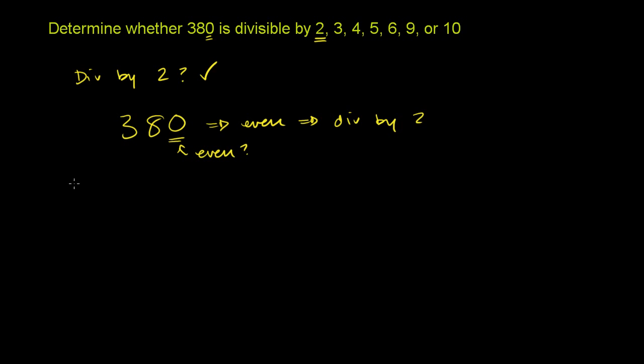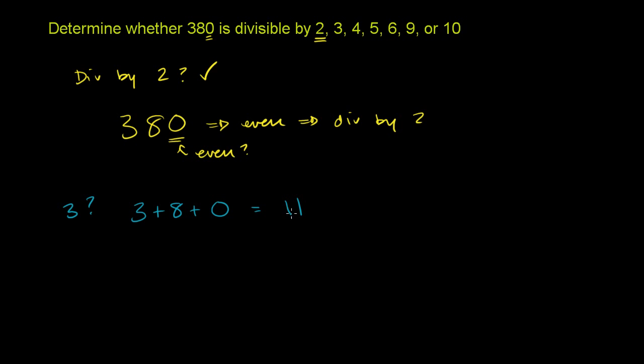Now, a quick way to think about 3, so let me write just 3 question mark, is to add the digits of your number. And if the sum that you get is divisible by 3, then you are divisible by 3. So let's try to do that. So 380, let's add the digits. 3 plus 8 plus 0 is equal to 3 plus 8 is 11 plus 0, so it's just 11.